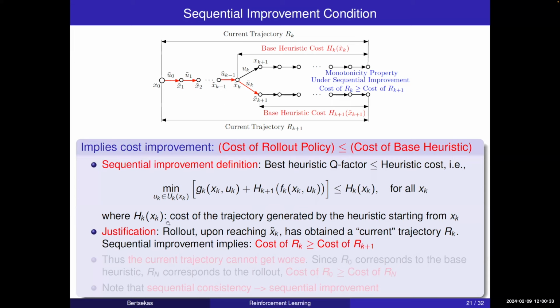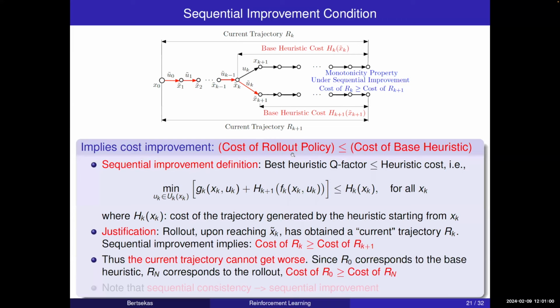Okay, so here we have this trajectory generated up to state xk, and we do our look ahead, uk versus uk tilde, and we obtain the base heuristic cost, and we do this minimization to produce a new trajectory that has this monotonicity property. So the cost of Rk is at least the cost of Rk plus one. So the current trajectory cannot get worse, and R0, which is the trajectory generated by the base policy at x0, has this property of being at least the cost of Rn, which is the rollout policy, the final policy given at the end of the algorithm. And since all of these intermediate inequalities are true as well, then this inequality holds as well.